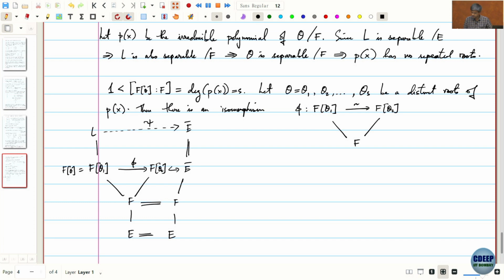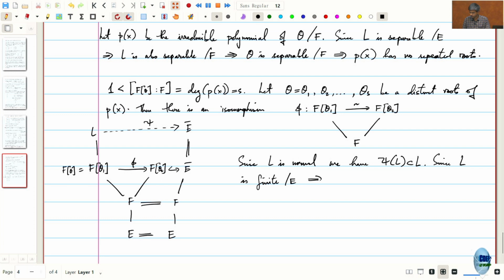And since L is normal, we have psi of L is contained inside L, and since L is finite over E, this implies psi of L is equal to L. Thus, and moreover, psi is identity on F.